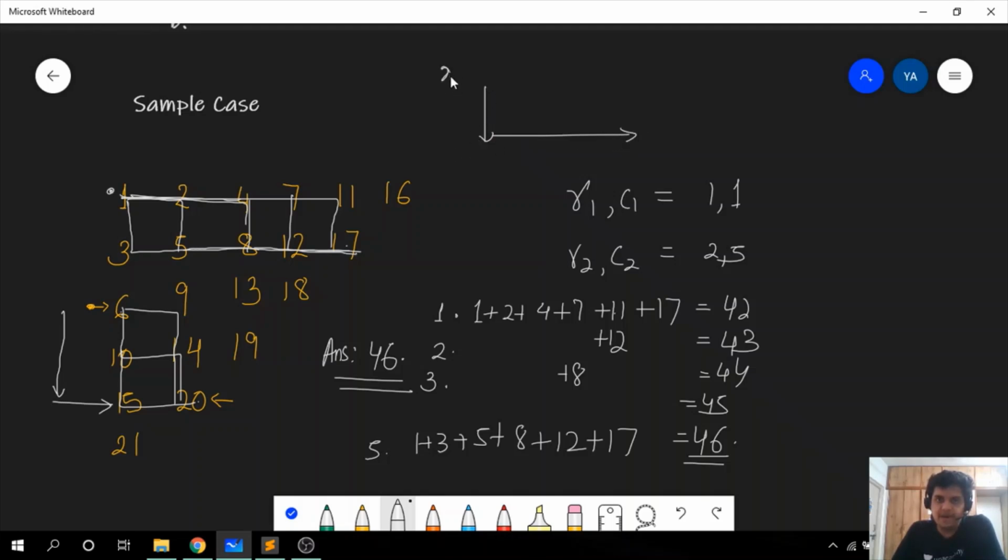So we have R1 comma C1. R1 to R2 comma C1, and then we go from R2 comma C1 to R2 comma C2. So this is a fairly clear strategy and we have gained it through observation, right? Now let us see how we can implement this strategy.